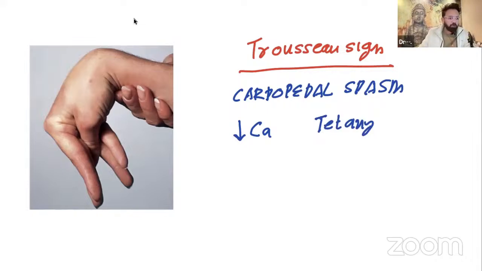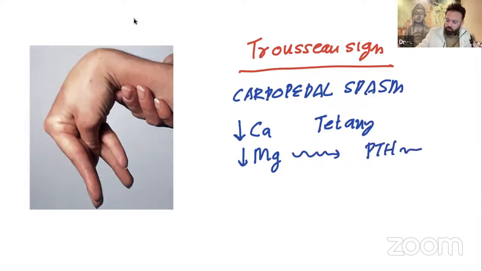So who can tell me the other cause of this carpopedal spasm? The answer is hypomagnesemia, because magnesium is required for release of parathormone, and parathormone is important for release of free calcium. It is the free calcium which is important, not the total calcium. So it is the free calcium.